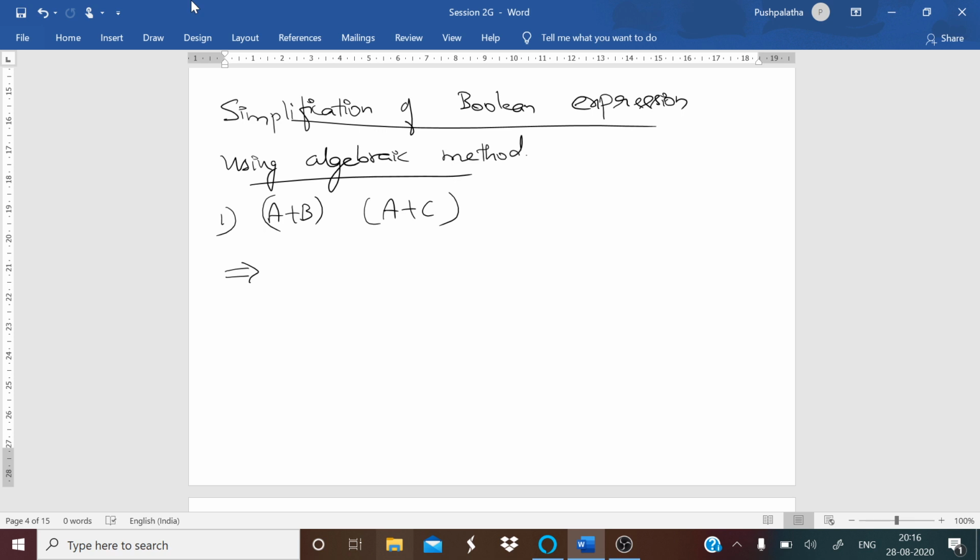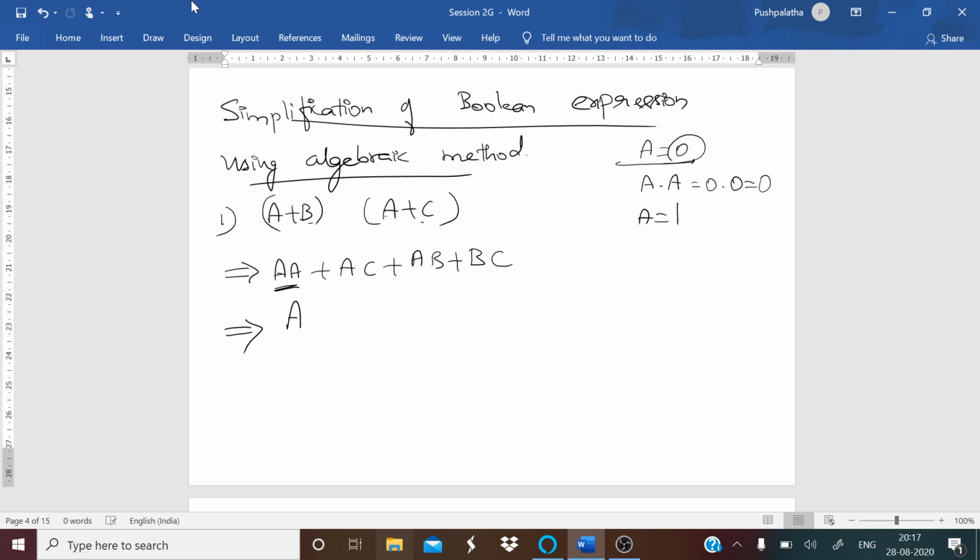So multiply this now. A into a, plus a into c, plus a into b, plus b into c. Now what are you going to infer from this? What is a into a? A into a is a. If a is equal to 0, then multiplying it twice, 0 into 0, will be 0, again the value of a. If a is equal to 1, then a into a means 1 into 1 equals 1, again the value of a. So a into a is a, plus a into c, plus a into b, plus b into c.